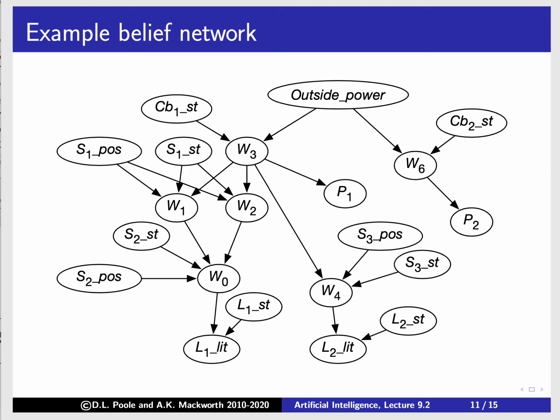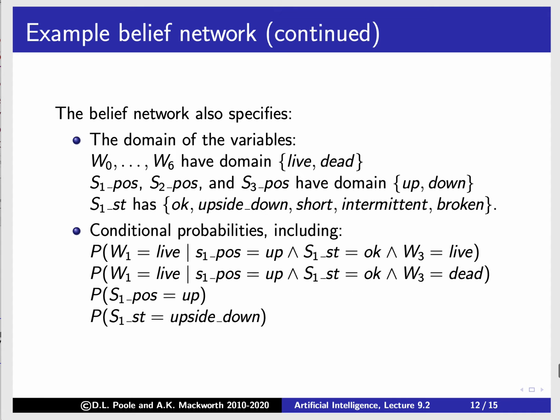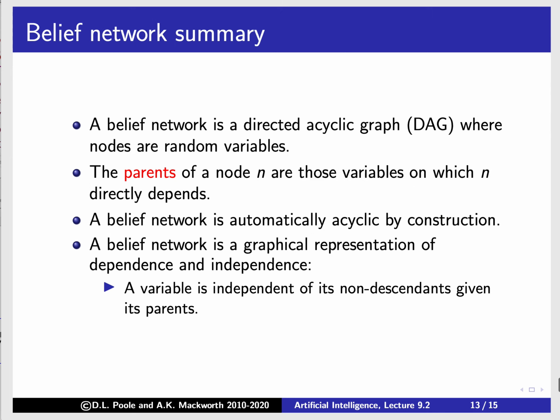And so here's the network again for the electrical system. And so you also specify the domain of the variables, and here we've assumed that they're live and dead and up and down, and maybe that the status has these 5 different values. And then there's conditional probabilities of the probability of W1 given the position, whether it's okay, and whether it's live or whether it's dead. So we have these different conditional probabilities specified.